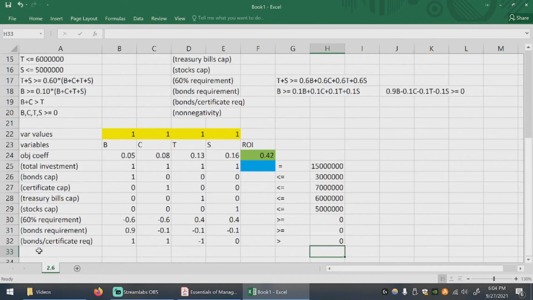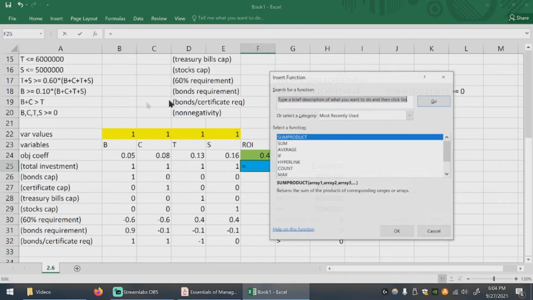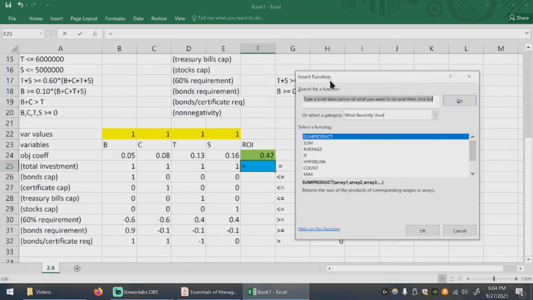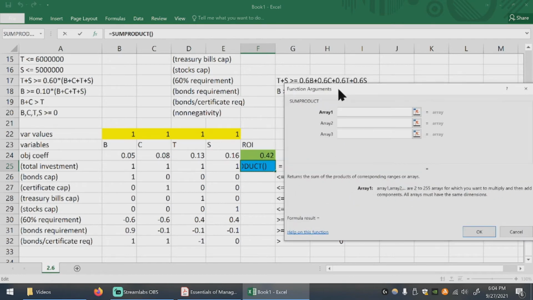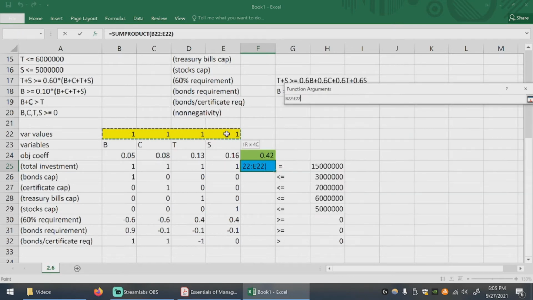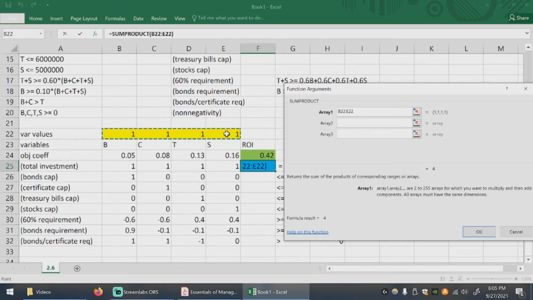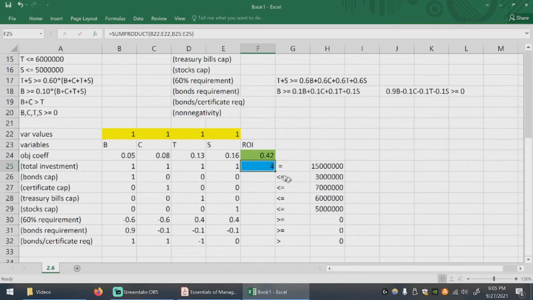We don't put the non-negativity in manually because there's a checkbox in Solver to do that. However, I need to do a sum product, right? Let's maybe use the built-in function builder thingy. Sum product is there because I used it recently, double-clicked on it. I want my variable values multiplied with the coefficients. Done.